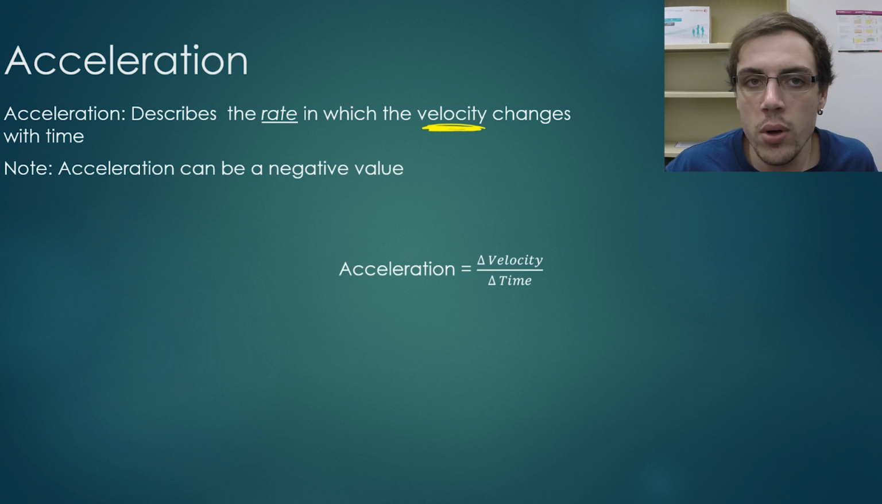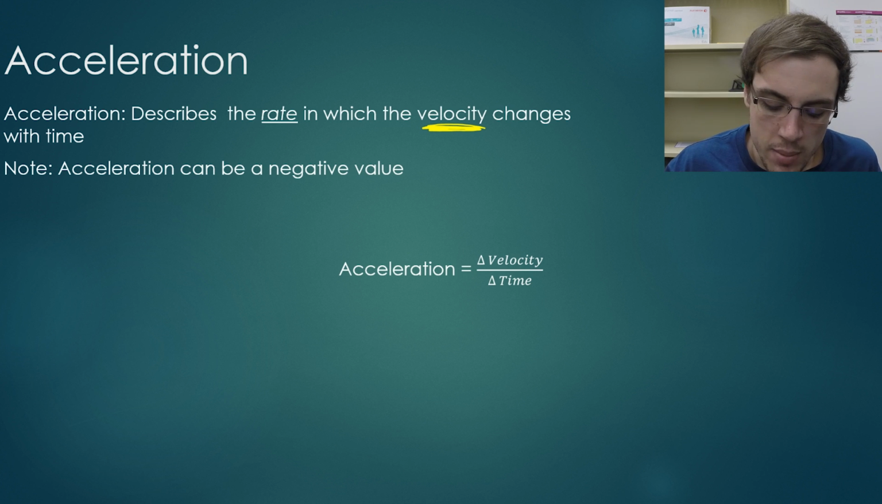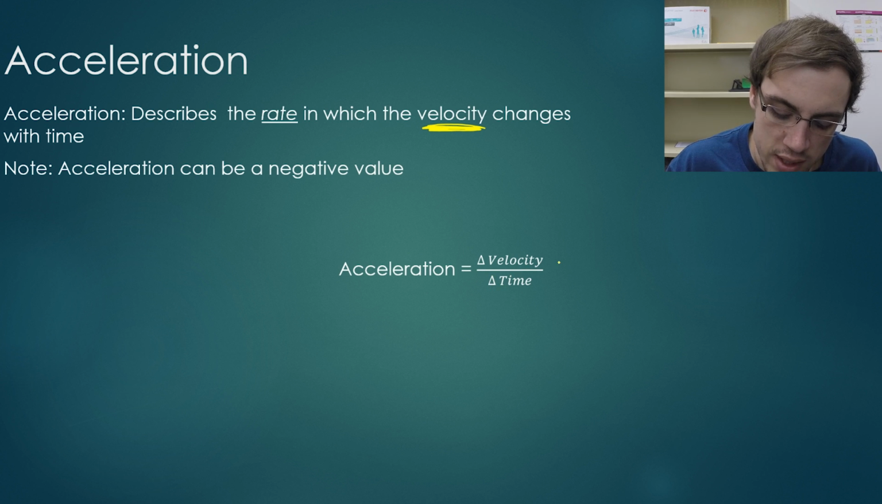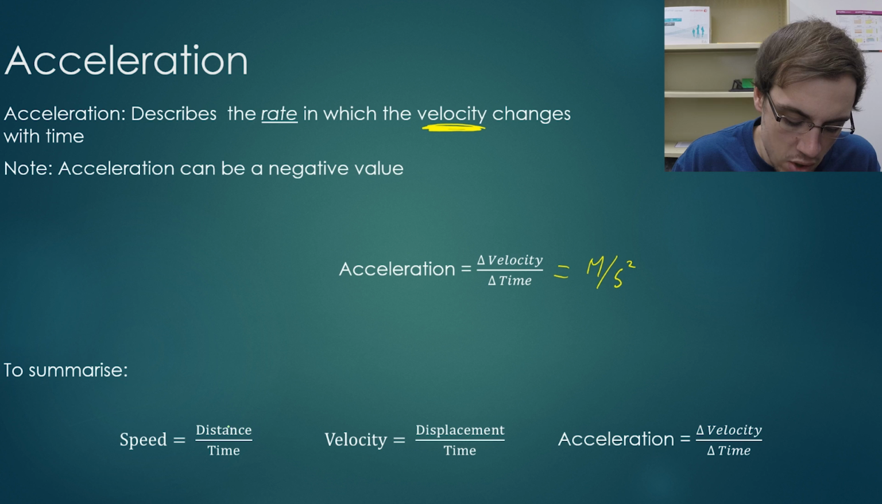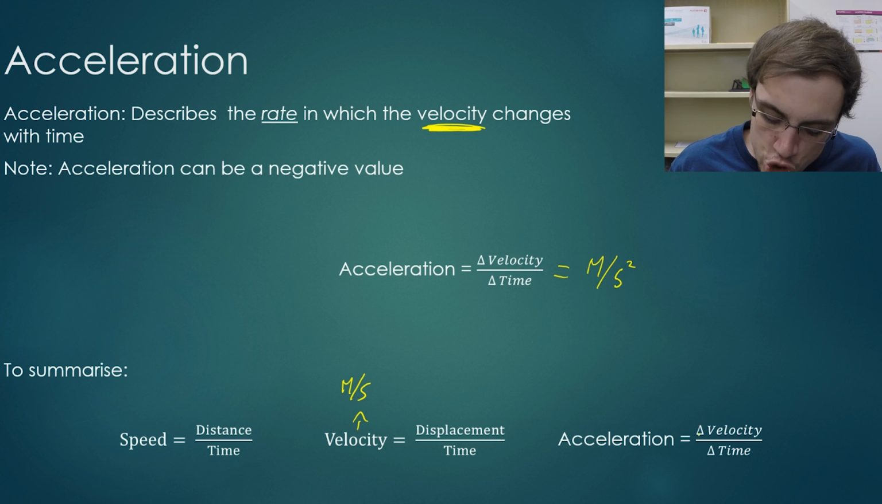Now, this is the formula for acceleration. There will be a few more, especially in the subsequent modules. However, this one describes how acceleration works. So we've got the change in velocity over the change in time. So this gives us the units of meters per second squared. So to summarize, speed is equal to distance over time. Velocity is displacement over time. So velocity will typically have the units of meters per second. And acceleration is the change in velocity over time, and that is meters per second squared.